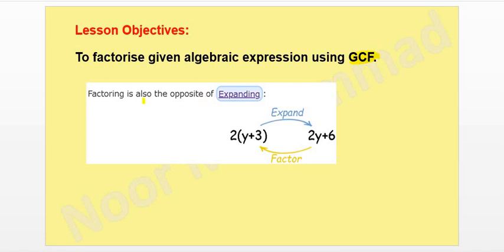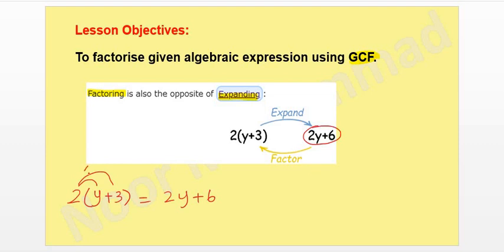Okay, so first of all, let's see what is the meaning of factorize. Factorize is actually the opposite of expanding. If you remember in the previous chapter, we were given a bracket like 2 into y plus 3, and we were multiplying out or removing the bracket. We were just multiplying this 2 by y plus 3, and it was giving us 2y plus 6. Now to factorize it, we are going to do the opposite.